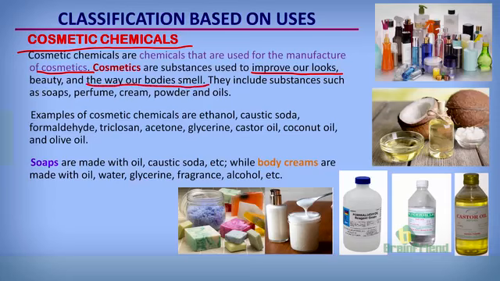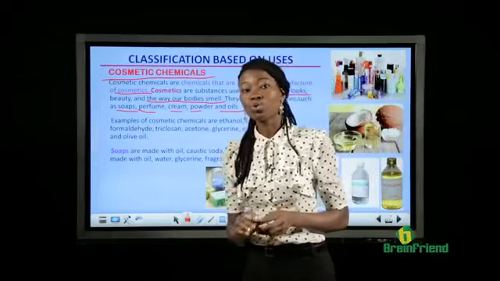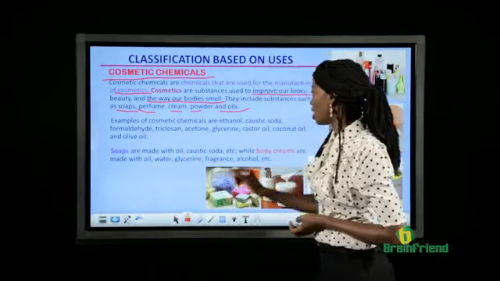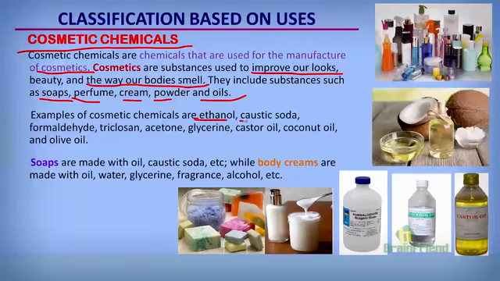So examples of cosmetics are substances such as soaps, perfume, cream, powder, and oil. All of these are manufactured using cosmetic chemicals. Examples of cosmetic chemicals are ethanol, caustic soda, formaldehyde, triclosan, acetone, glycerin, castor oil, coconut oil, and olive oil. All of these are used to manufacture beauty items.